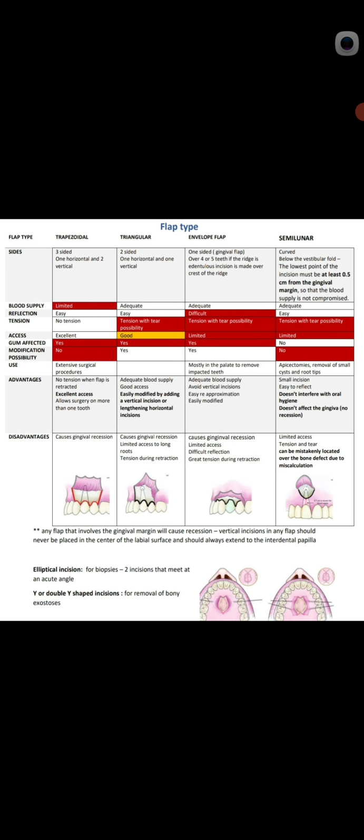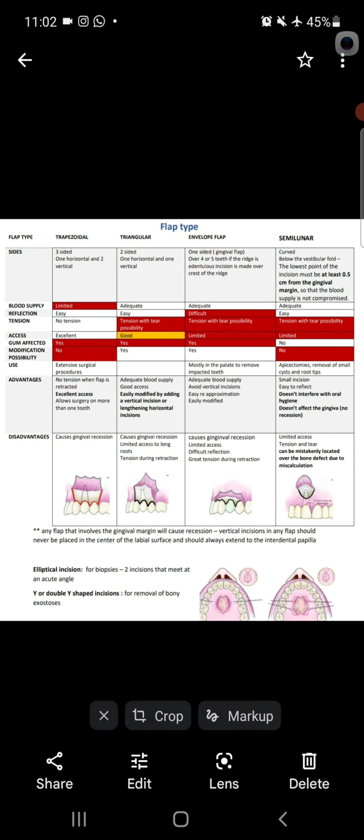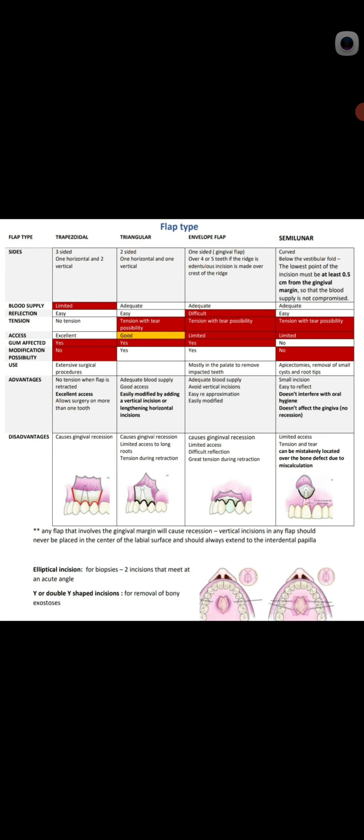Next, use. The trapezoidal is used in extensive surgical procedures, and envelope mostly in the palate to remove impacted teeth, and semilunar indications, these are very important, are apicoectomies, removal of small cysts and root tips. Next are the advantages. In trapezoidal, no tension when flap is retracted, excellent access, allows surgery on more than one tooth. In triangular, adequate blood supply, good access, easily modified by adding a vertical incision or lengthening the horizontal incision. Envelope advantages are adequate blood supply, avoids vertical incision, easy reapproximation, easily modified.